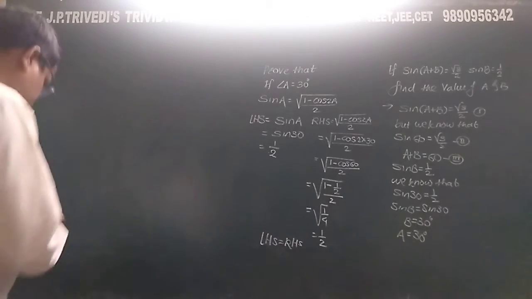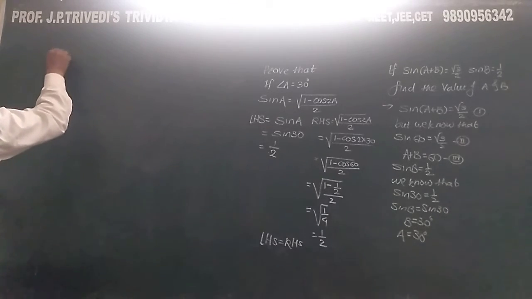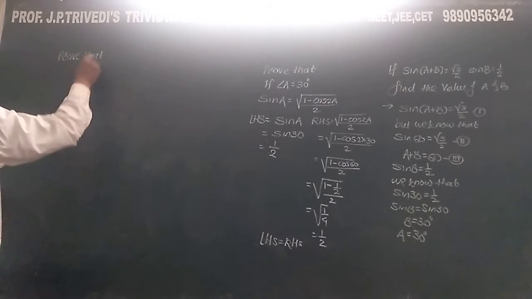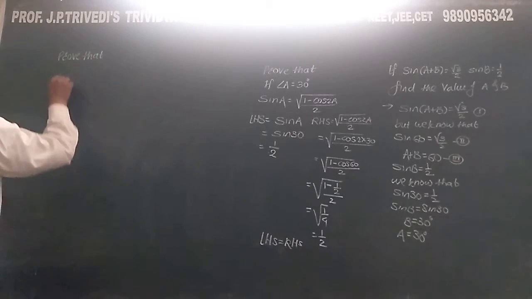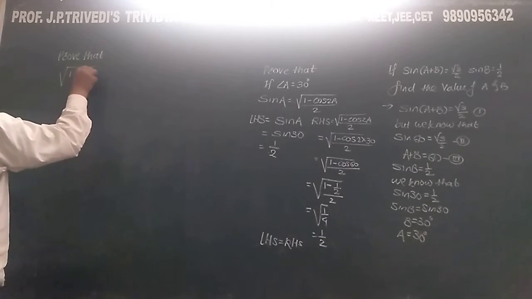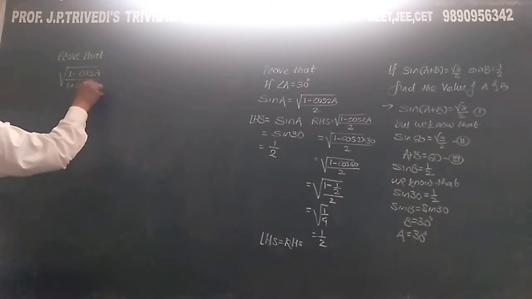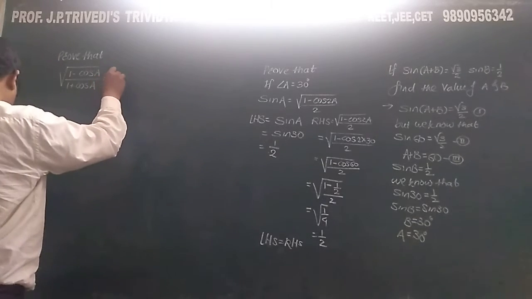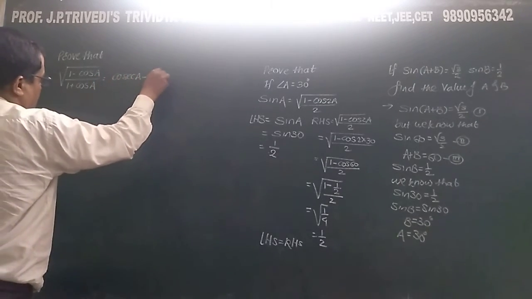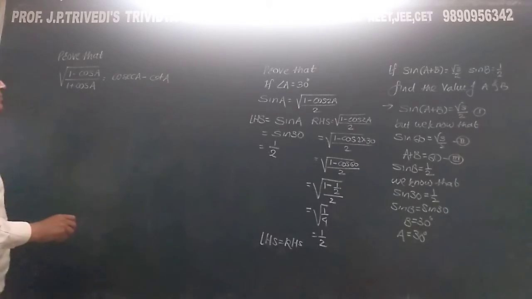Now, next problem, prove that square root of (1 minus cos A upon 1 plus cos A) is equal to cosec A minus cot A.